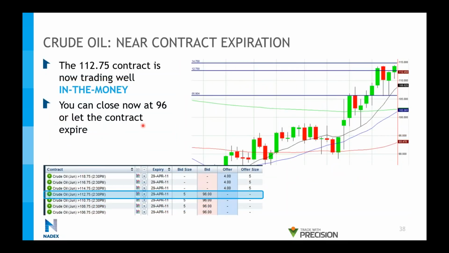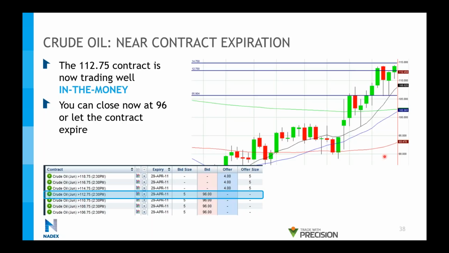So what happened next? Market started to trade higher. We are very near that, very near expiry now. The contract is now well in the money. We have started to move and push above that level here. We're trading right here in the middle, and we can easily trade that contract, manage that position, and close that position now at 96.